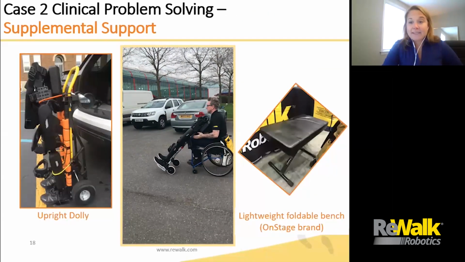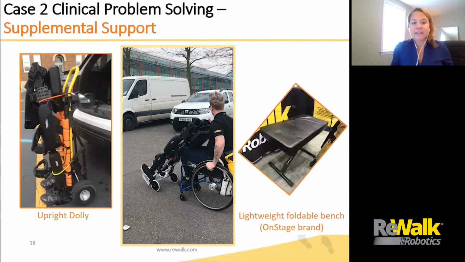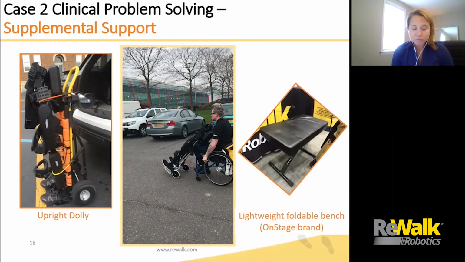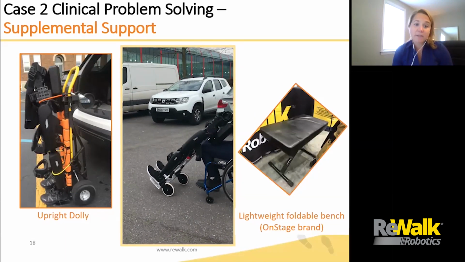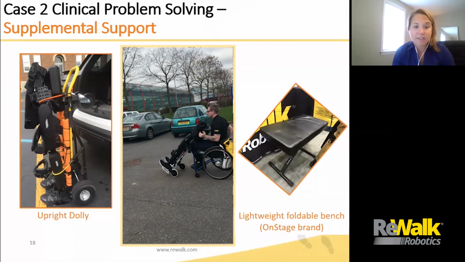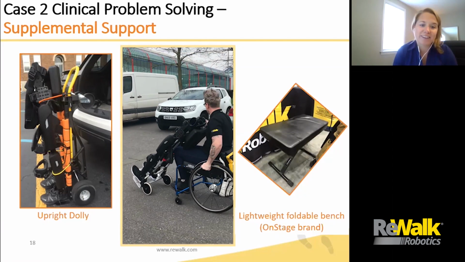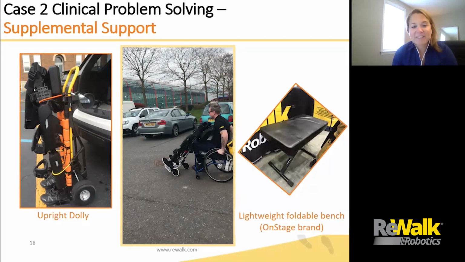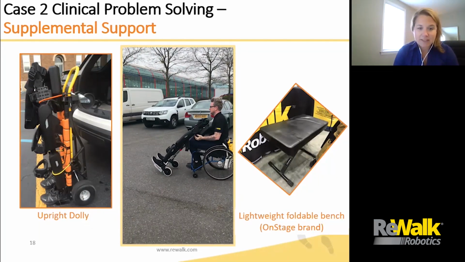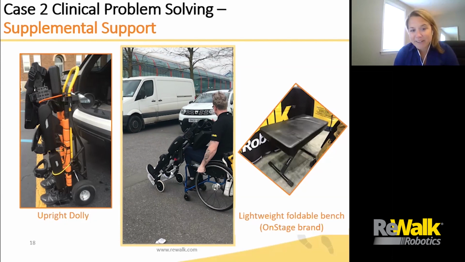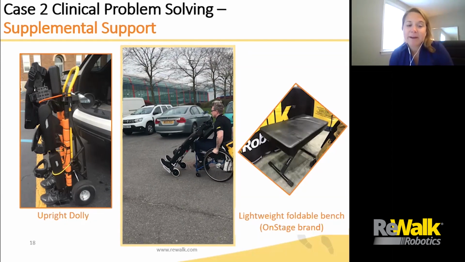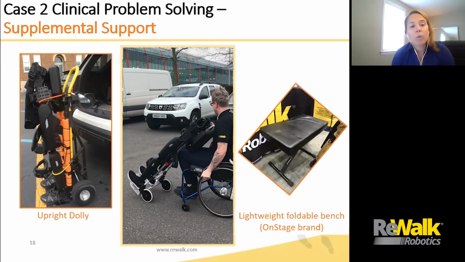Okay, last thing that we're going to chat about is transporting. In terms of supplemental support in this advanced stage, we want to look at things that are going to help the patients have success with moving the device around. This is an advanced user over in the UK who does an amazing job of whipping his device around. We recommend having an upright dolly, which you can see on the left there.